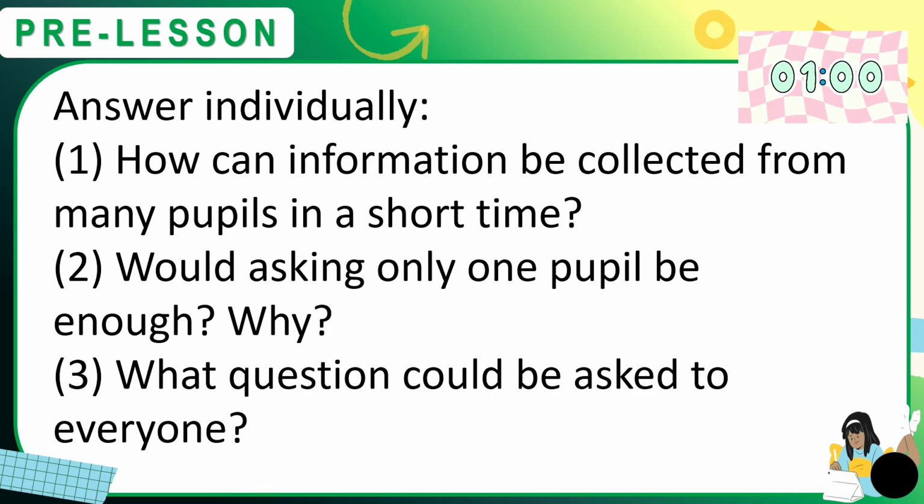Let us answer question number one. How can information be collected from many pupils in a short time? So the answer is a survey form can help collect the same kind of information from several people. Again, a survey form. Question number two. Would asking only one pupil be enough? Yes or no, and then why?